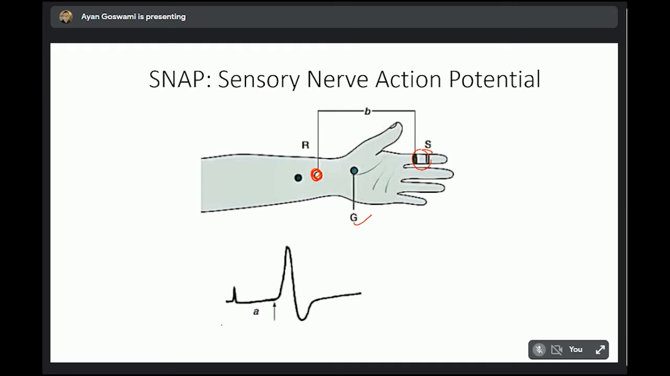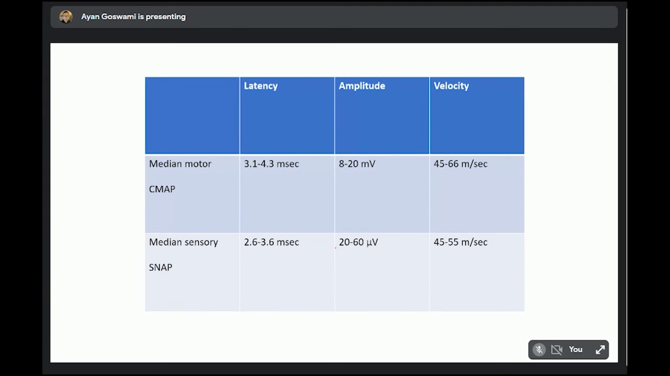So this is again a sensory measurement, so it is called sensory nerve action potential. We are stimulating the median nerve at the index finger, and we are recording at the wrist, right? So again we are getting the latency, and we will be measuring the base to peak and peak to peak, right?